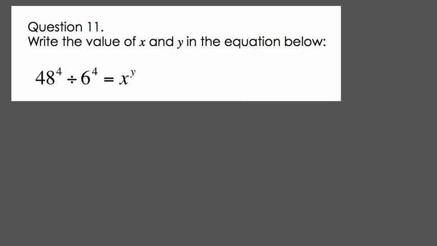I notice here that they're asking us for x and y, two variables in the equation, so let's identify where they are. I see them here. X is a base, so I'll keep that in mind. It's some number being raised to an exponent, and the exponent we're raising it to is y. Y is an exponent, so let's not lose track of that. That's going to be important.